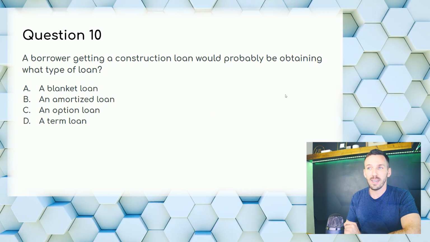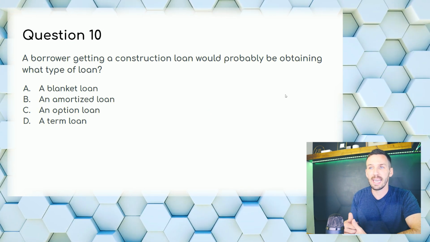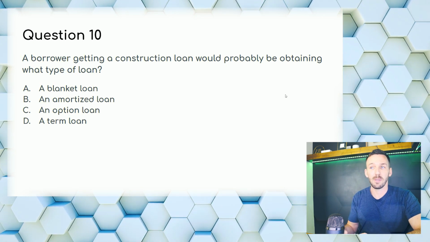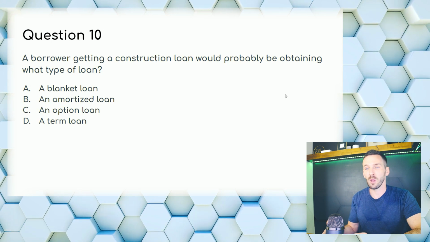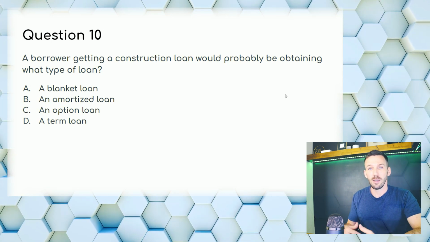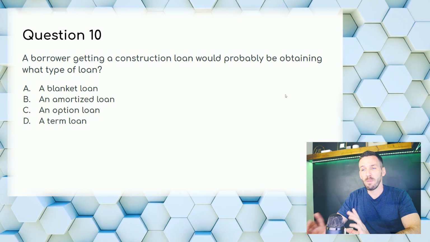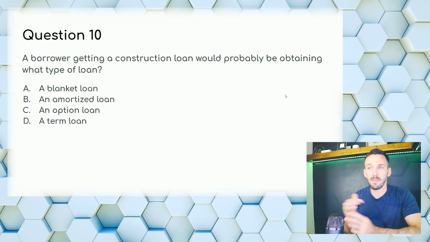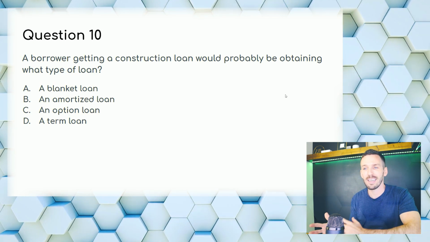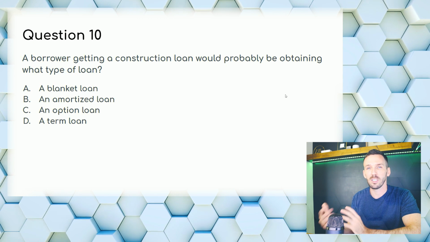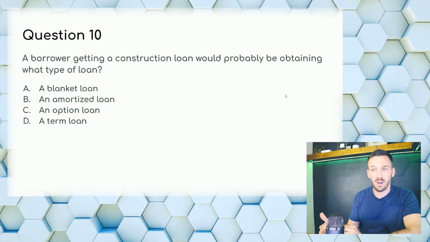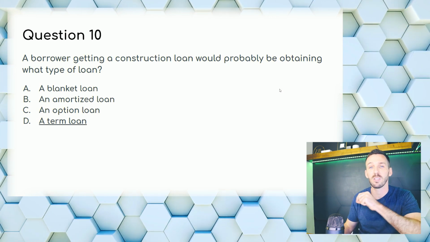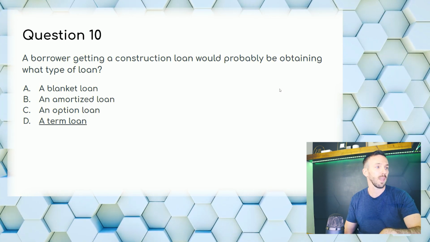Question 10. A borrower getting a construction loan would probably be attaining what type of loan? A, a blanket loan, B, an amortized loan, C, an option loan, or D, a term loan. So blanket loans cover more than one type of loan, so no. Amortized loans are more mortgage-based, pay off interest, and then remaining payment goes to the principal, which doesn't really apply here. Option loans are like adjustable rate loans, so it's term loan. You have this for a period of time before getting a permanent mortgage loan once construction is complete. So the answer is D.